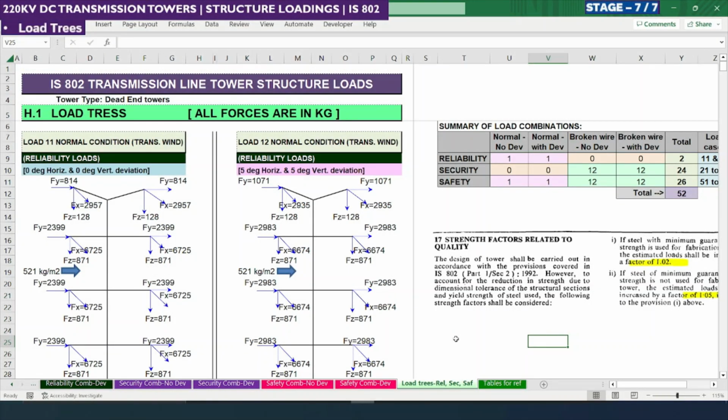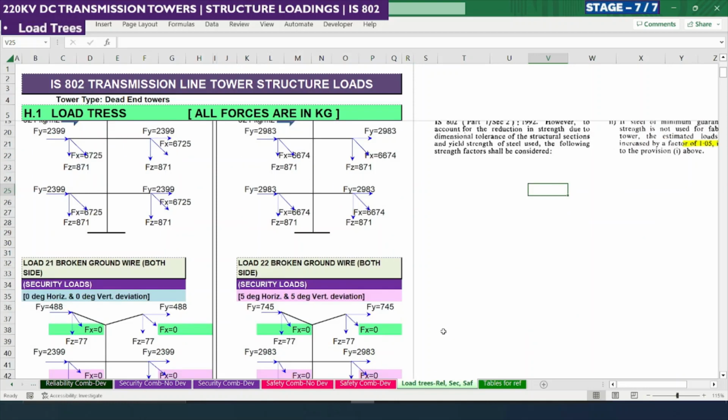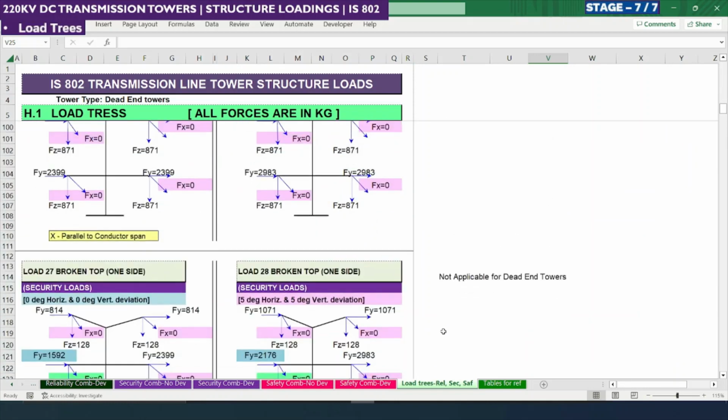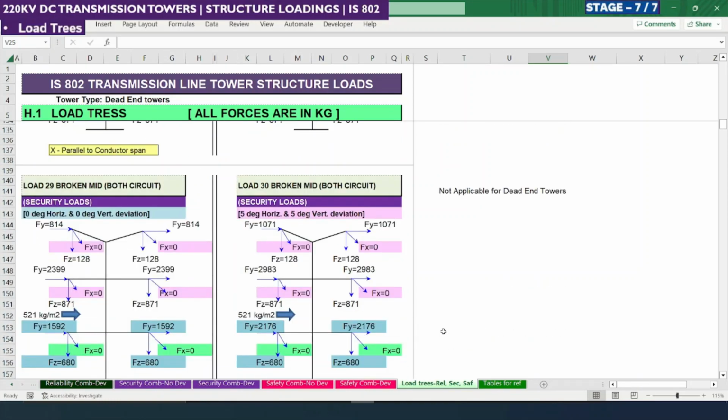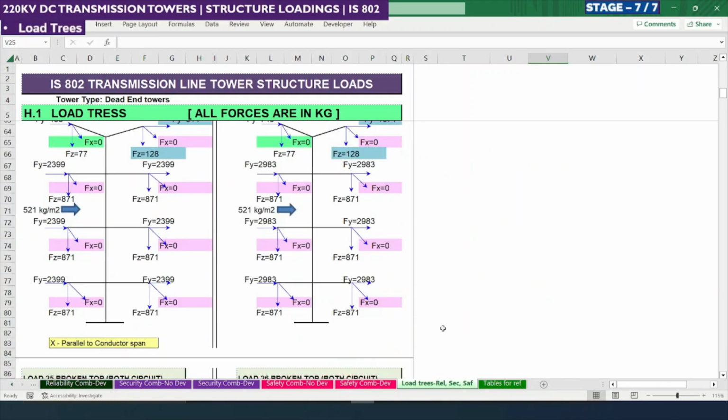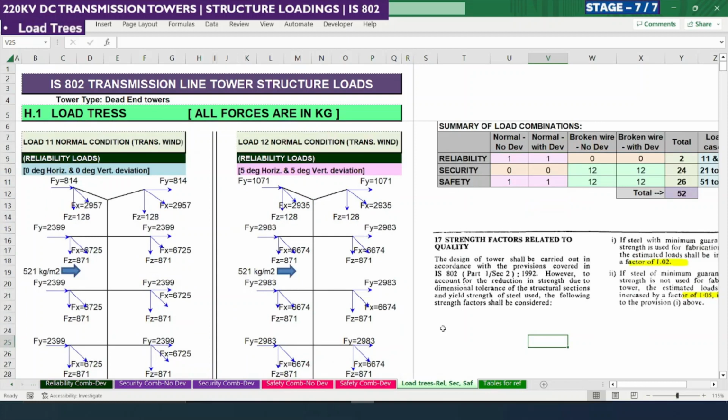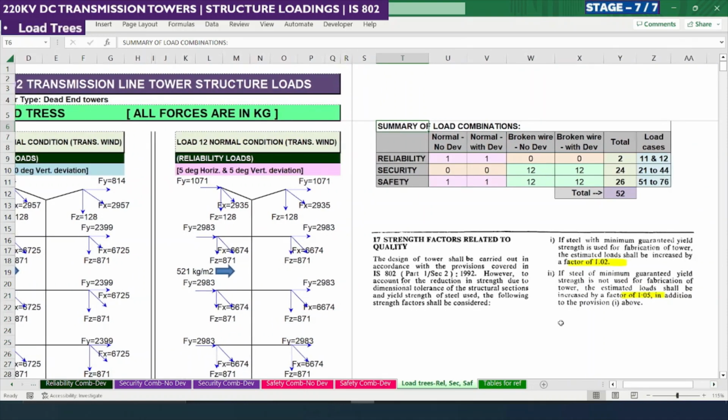So you can see an Excel sheet which has the load trees. There are various load trees under each circumstance of load cases. Before looking in detail at these load trees, let me look into the summary of load combinations. These load trees are formed based upon three major categories. The first category of load combinations is reliability, the second is security, and the third is safety.